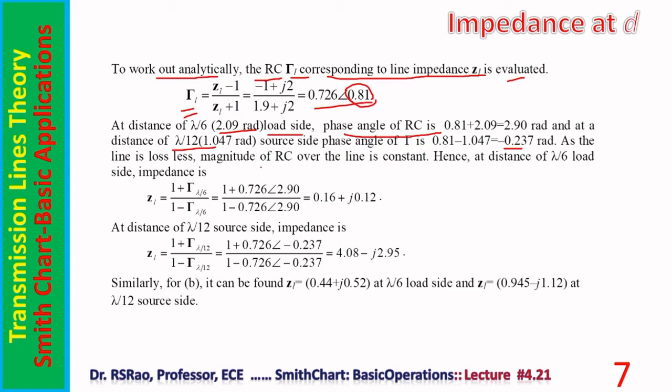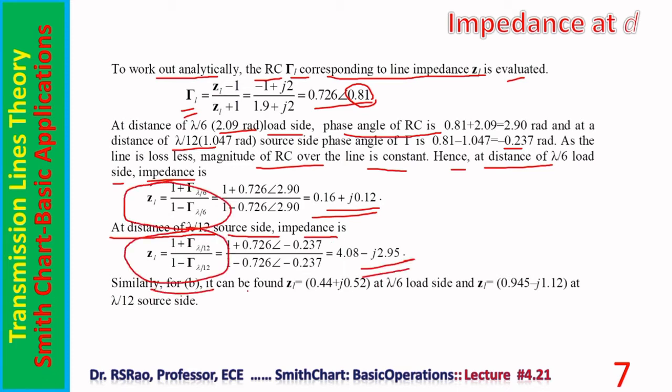As the line is lossless, the magnitude of RC over the line is constant. Hence, at a distance of lambda by 6 load side, the impedance becomes this. It can be found tallying with what is obtained from the Smith chart. At a distance of lambda by 12, the source side impedance can be found. This is the basic relation. It doesn't require an explanation. Similarly, for B also one can find ZL load side and ZL source side.